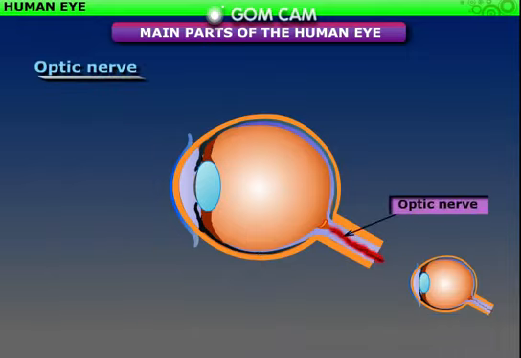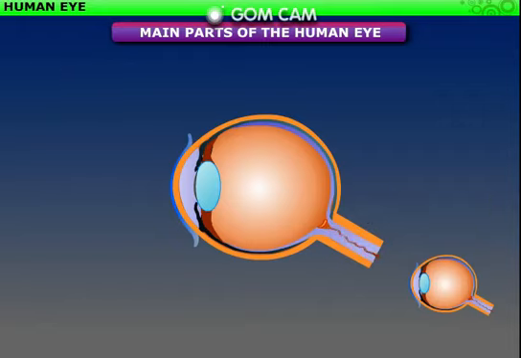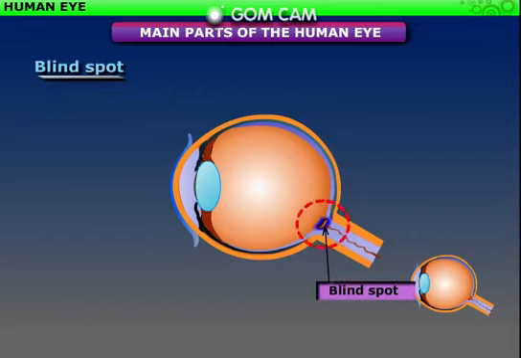Optic nerve. The retina sends electrical signals, produced by light-sensitive cells, to the brain through the optic nerve. This gives rise to sensation of vision. Blind spot. A small region of retina, where the optic nerve enters the eyeball, is insensitive to light, and is called blind spot.